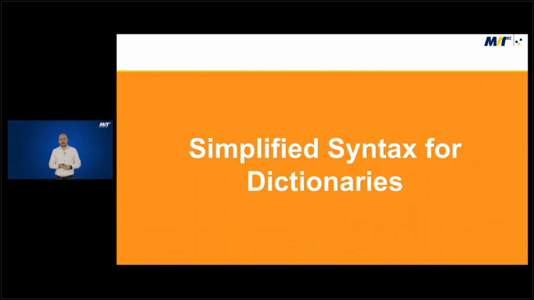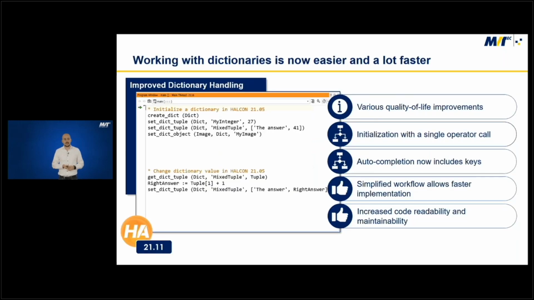The next thing we've made more usable, more easy, is for all the HALCONists working with HDevelop and dictionaries. So in this example on the left, you see that when working with dictionaries, it was quite cumbersome to set values. You had to create a dictionary, you had to use one call to set the dictionary tuple, and this was just not very convenient. With HALCON 2111, the first thing we added is that you can now initialize the dictionary in one line, as you can see in this small example.